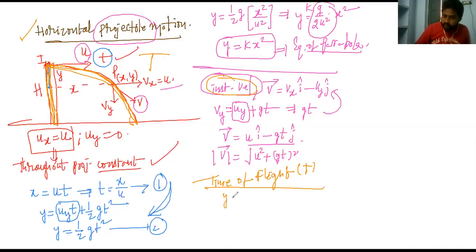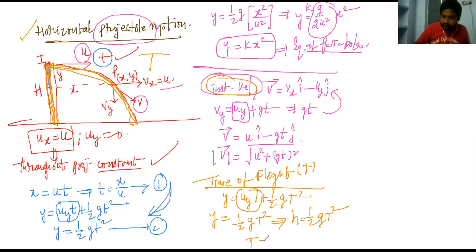So if I use the formula y is equal to uy into t plus half into gt square, here uy is 0. So half into gt square. From here, this y is h. So h is equal to half gt square. So from here, t is equal to square root of 2h by g. This is the time of flight, my dear students.